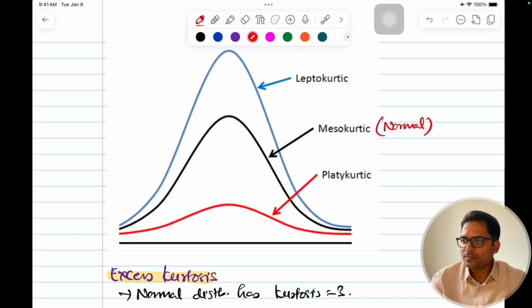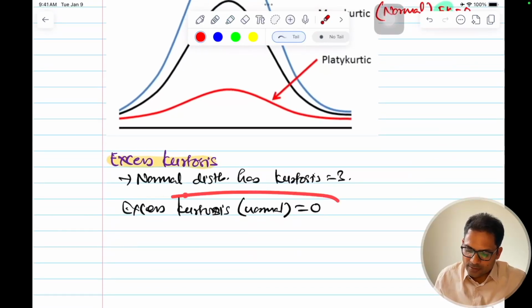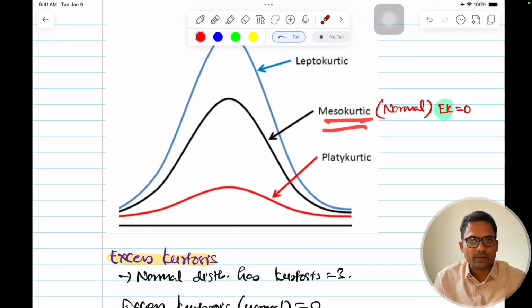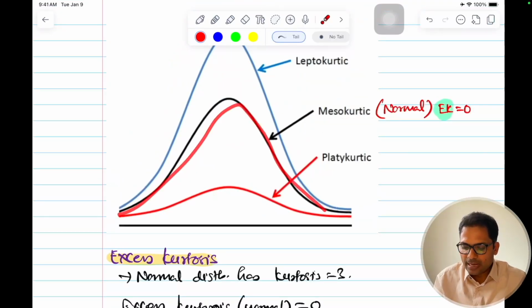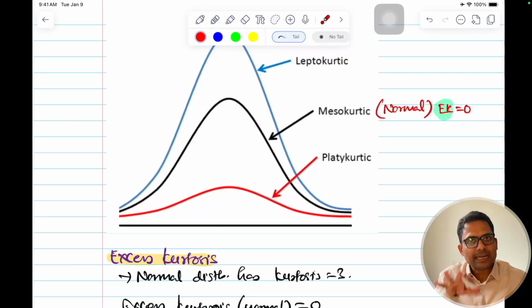This is normal, and I'll write excess kurtosis equal to 0. That is EK. For normal, excess kurtosis is 0, so this will be your mesokurtic. The names are a bit odd, but just understand the concept that this is a normal distribution, and for a normal, excess kurtosis is 0, but its own kurtosis is 3, and that is taken as reference. That's why I make 3 as 0 now.